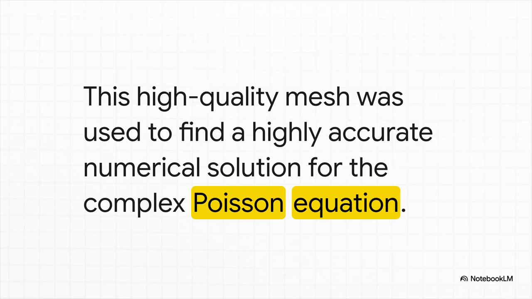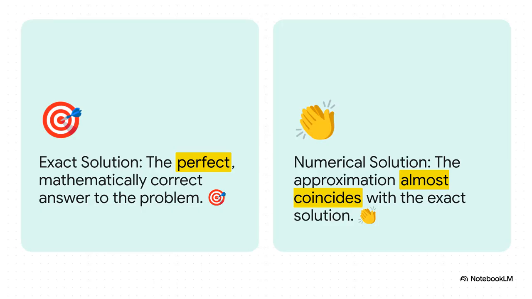Well, this wasn't just for show. This entire process was done to get a really accurate answer to a seriously complex problem, the Poisson equation. And that's a huge deal in physics, in engineering. I mean, it's everywhere. And here it is, the moment of truth. On the left, you have the exact, perfect, mathematically correct solution. And on the right, that's the answer our simulation came up with using that smart mesh. I mean, come on, they're nearly identical. That is what success looks like. You get a result that actually matches reality, and you did it efficiently, without the whole thing blowing up.